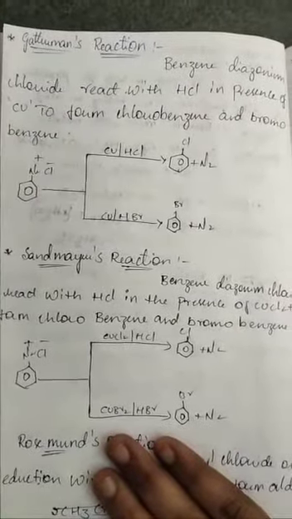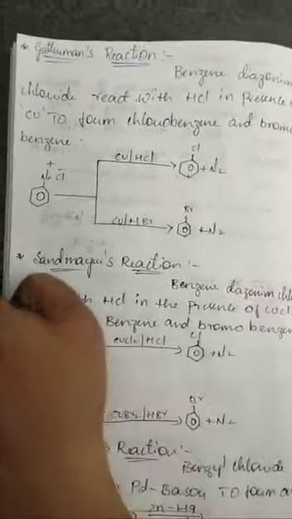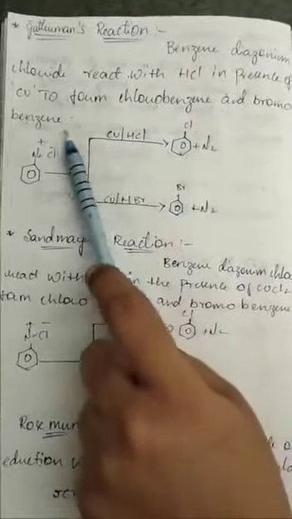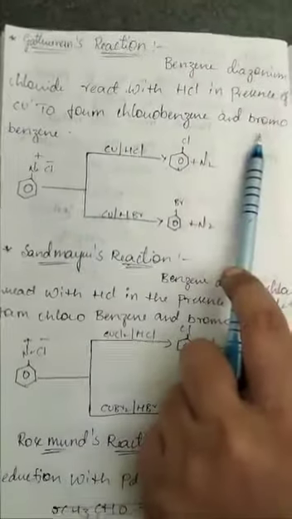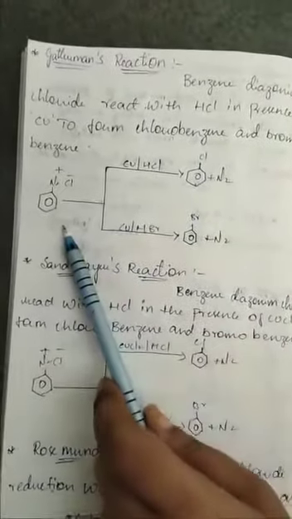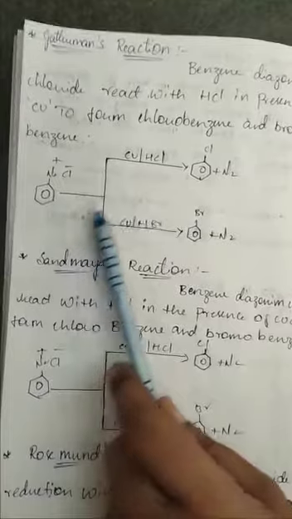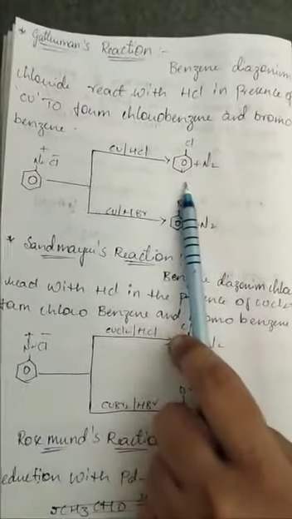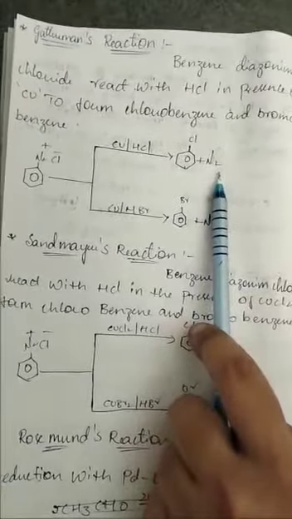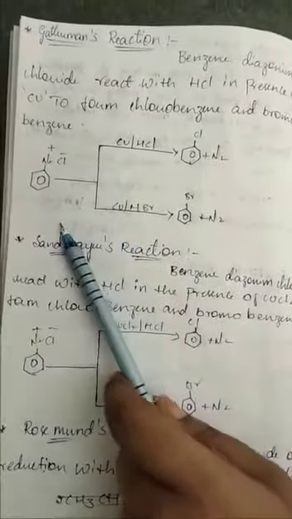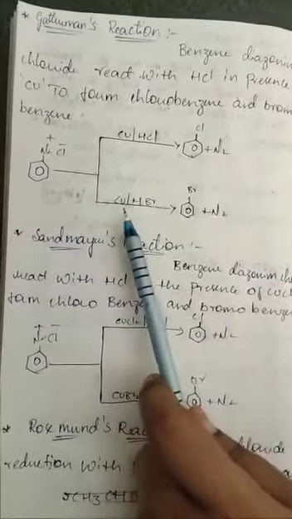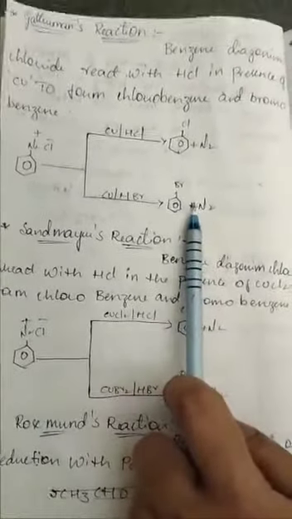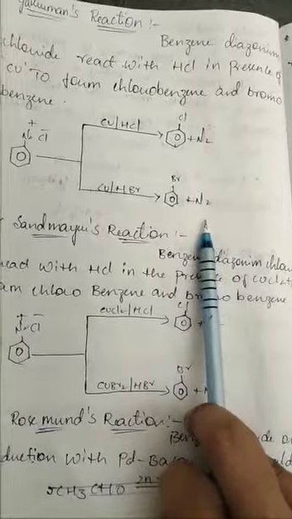Gattermann reaction. Benzene diazonium chloride reacts with HCl in presence of copper to form chlorobenzene, and with HBr to form bromobenzene. Here benzene diazonium chloride reacts with copper in presence of HCl to form chlorobenzene, byproduct nitrogen. Again, benzene diazonium chloride reacts with copper in presence of HBr to form bromobenzene, byproduct nitrogen.